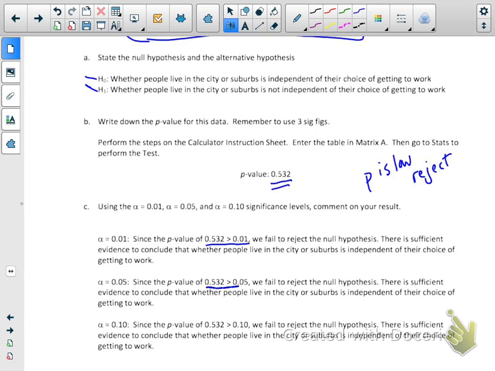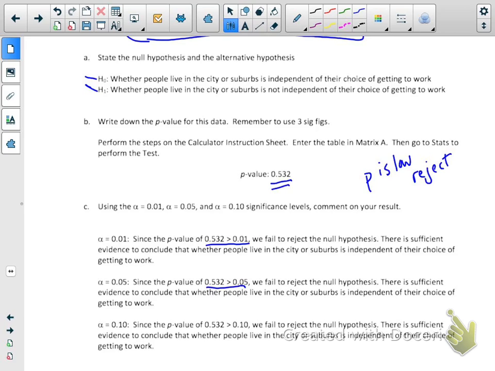Okay, now come down here. Also is going to be greater than, so same thing, we fail to reject because it's low. Hold on here. I'm sorry, our P is not low, our P is high on both of these, sorry. This P is high, this P is high, so we fail to reject.